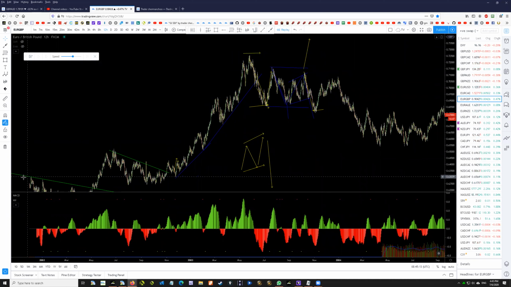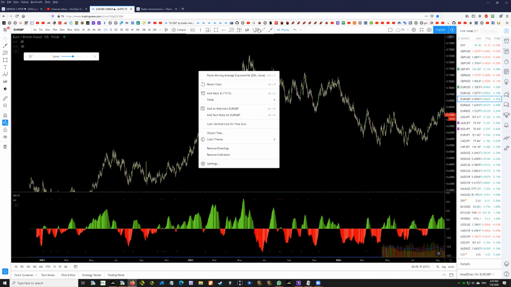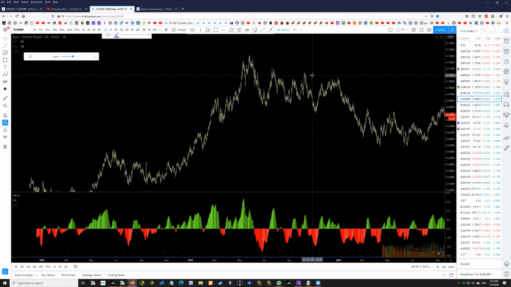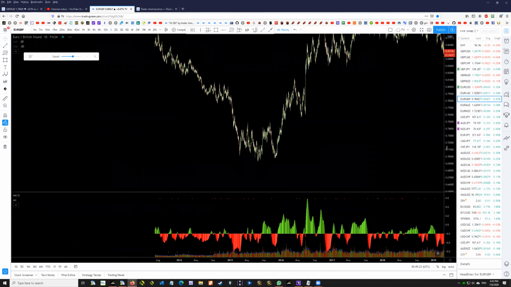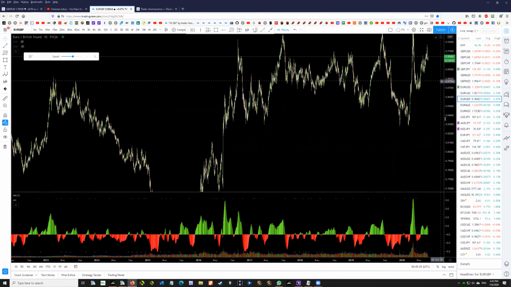Then I'm gonna remove everything. It's too many trend lines, you know. So the latest trend line would have been, let's go to daily. So the trend lines keep shifting and changing all the time. They shift and change.